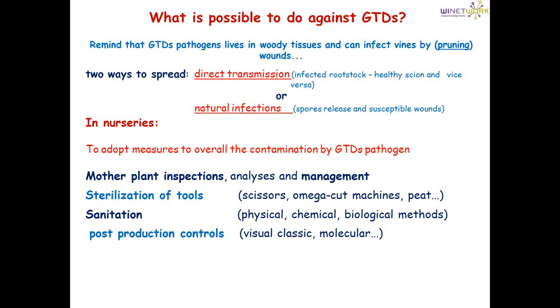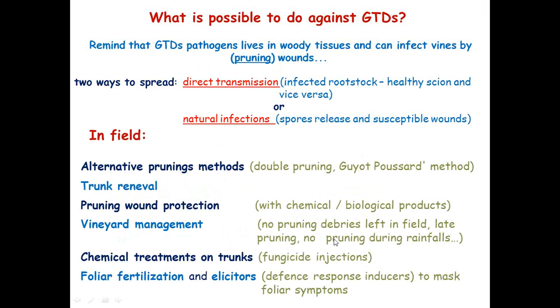Sanitation of material. Someone tried sanitation of the material by, for instance, hot water treatment, or by physical, chemical or biological methods, or maybe it could be important to have a post-production control, visual control, classic or molecular. And also in field we have maybe the possibility to understand what we can do. For instance, someone speaks about alternative pruning methods, like the double pruning, the Guyot-Poussard method, or trunk renewal, or pruning wound protection with chemical or biological products, or something related to the vineyard management. For instance, no pruning debris left in field, late pruning, no pruning during rainfalls, and so on.